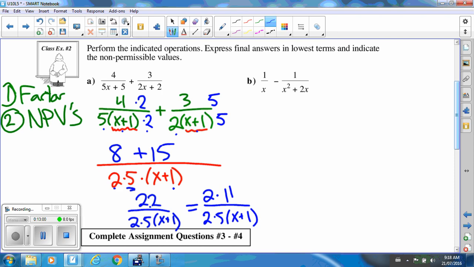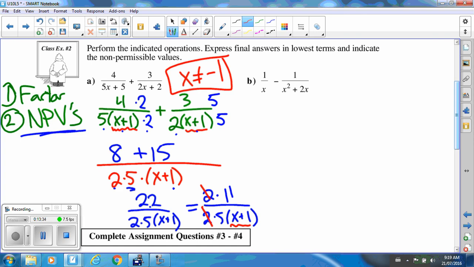And look at me go. I even wrote down step 2 is NPVs, and I just get so caught up in the whole thing that I forget my NPVs. I can always get to them at the end, as long as I make sure I've included my NPVs before I cancel anything. But I'm about to cancel this 2. 2 doesn't have any NPVs, but this x plus 1 does. So x cannot equal -1 is the restriction on my variable. -1 is my NPV, but I could write my restriction as x cannot equal -1.